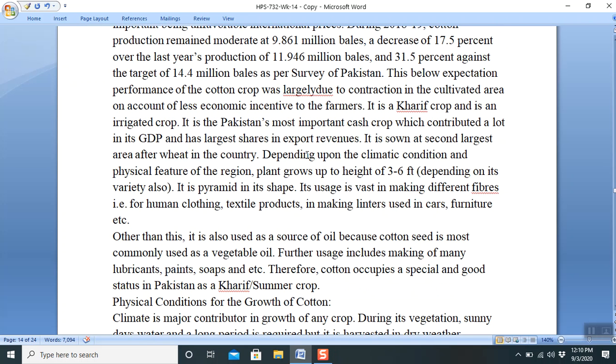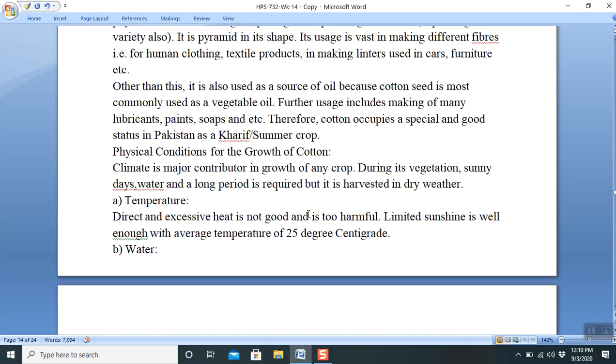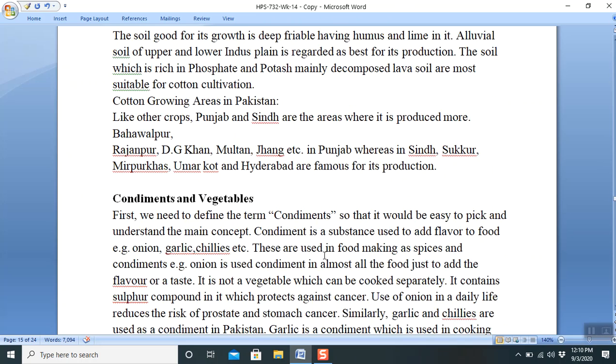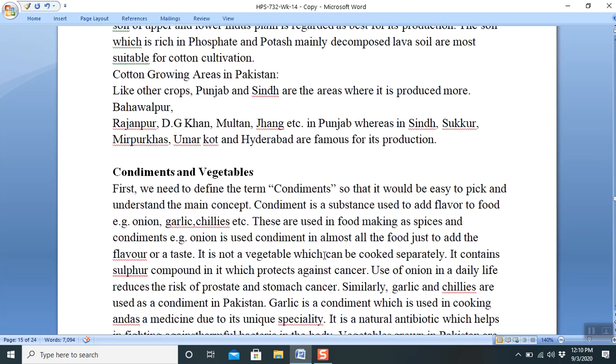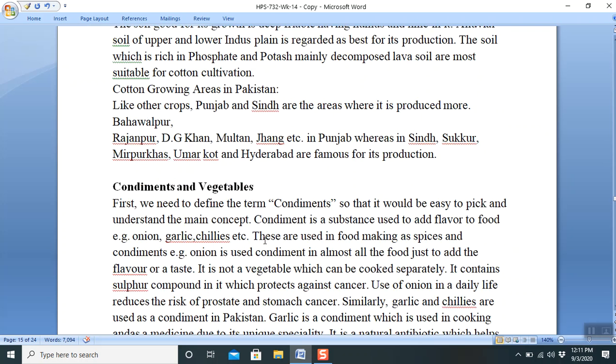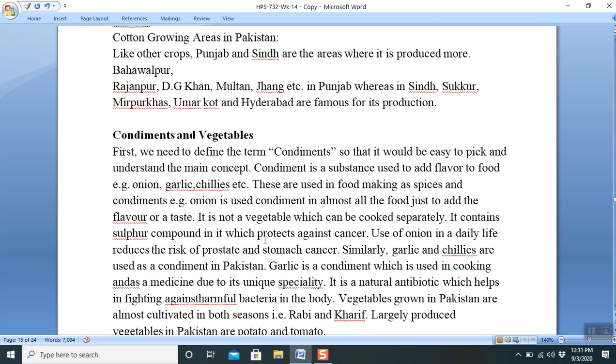is facing many problems. Although Pakistan has a full-fledged research body and ministry to manage the problems and issues regarding cotton. Fine. The areas mostly for cotton are Rajanpur, Dera Ghazi Khan, Multan, Jhang. In Sindh, Sukkur, Mirpur Khas, Umerkot, and Hyderabad. Also, some areas like Sargodha also produce cotton, but not at that large scale.